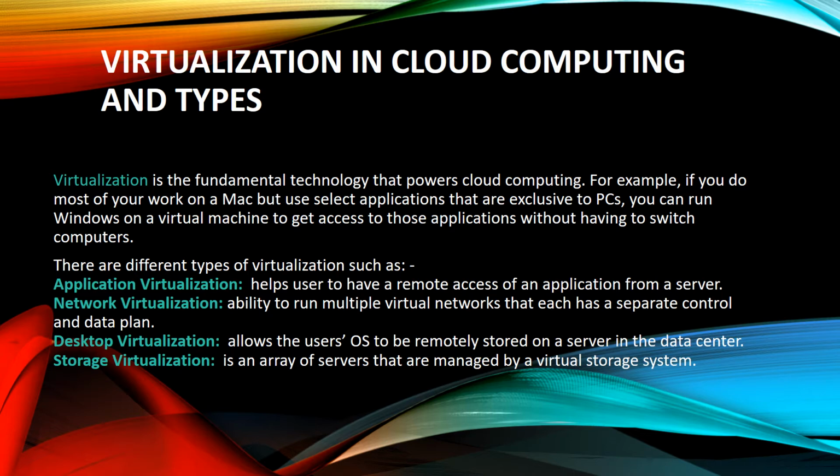There are different types of virtualization, such as application virtualization, which helps users to have remote access to an application from a server. Network virtualization, the ability to run multiple virtual networks that each has a separate control and data plane. Desktop virtualization allows the user's operating system to be remotely stored on a server in the data center. Storage virtualization is an array of servers that are managed by a virtual storage system.